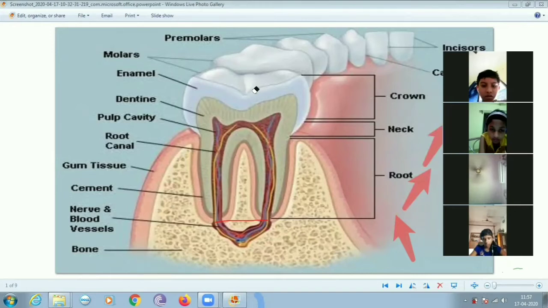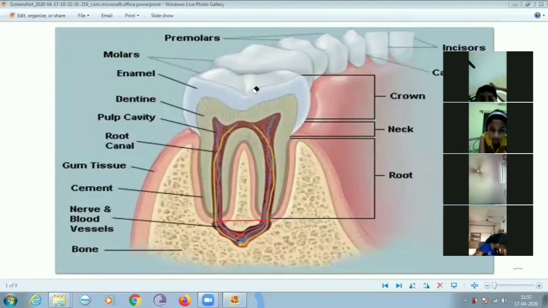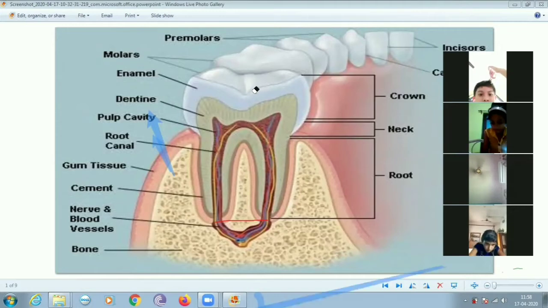Just remember three main parts are there: crown, neck, and root. The portion that remains above the gum is called the crown. We all can see it. This is white colored. The portion that remains inside the gums is called the root. And the region between the crown and root is called the neck. The layers of a tooth are enamel, dentine, and pulp.